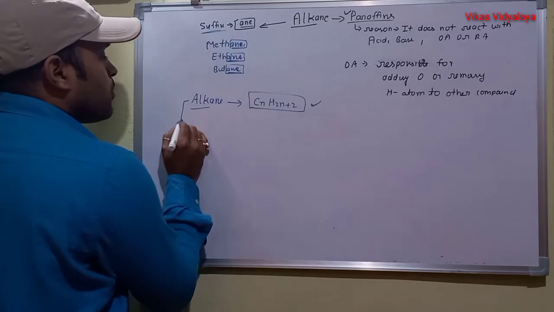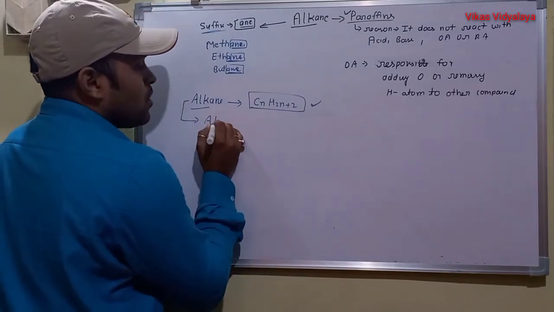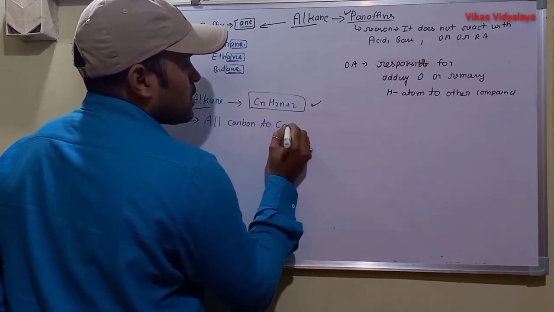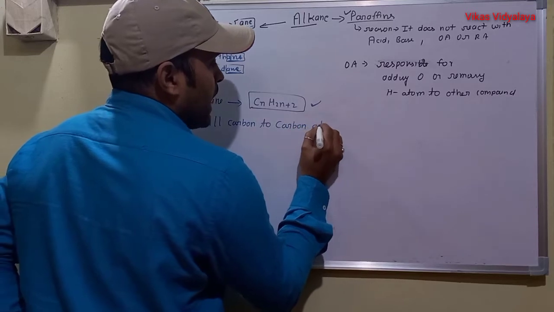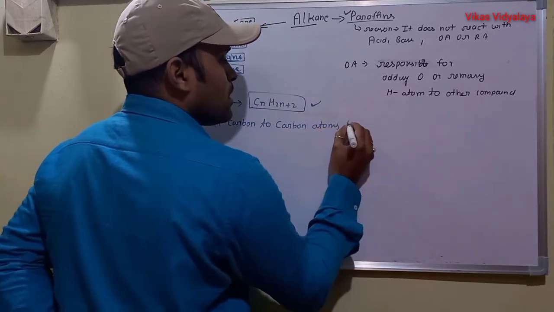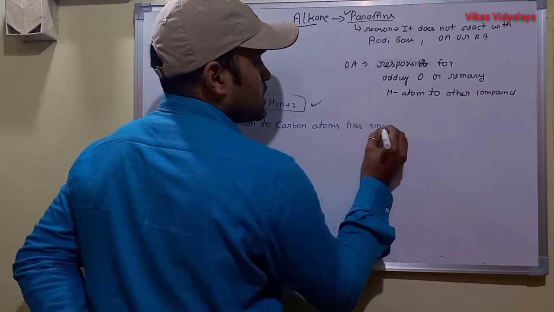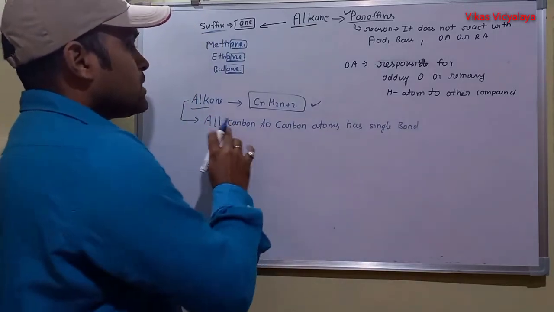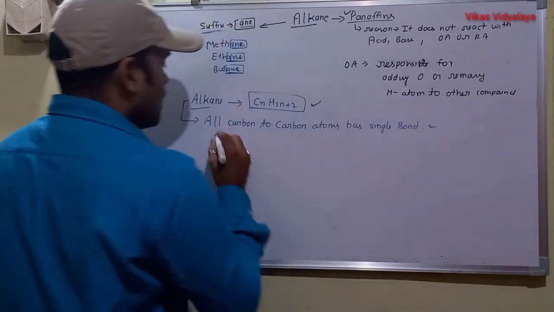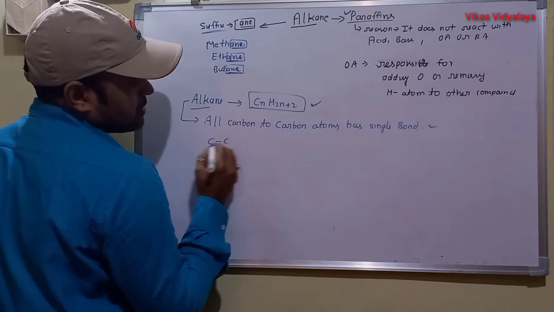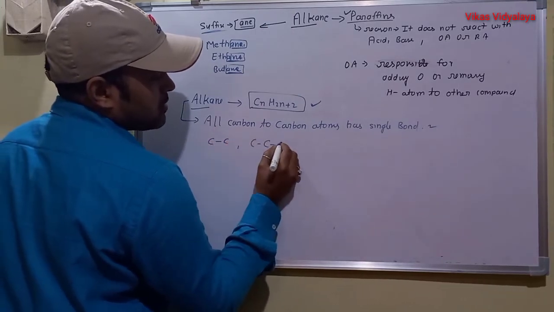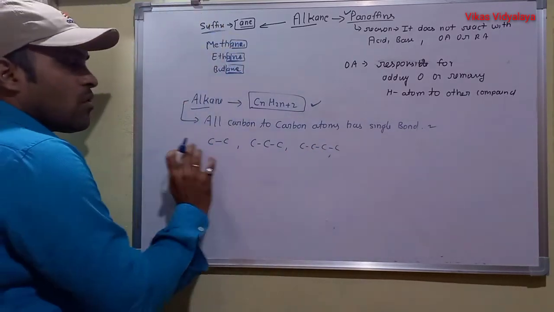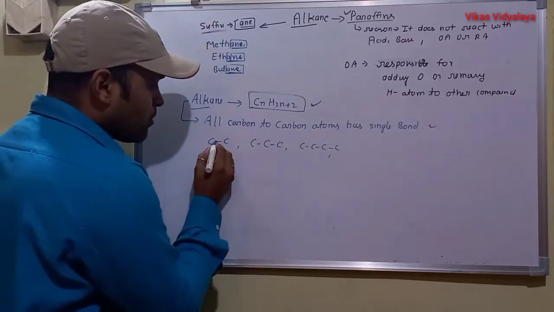The next point about alkane is that all carbon to carbon atoms have a single bond. This is the next thing about it, and it is an important thing. How do we describe it? Like C and C. Here there are 3 carbon atoms. Here there are 4 carbon atoms. What do we see here? All the carbon atoms have a single bond between them.